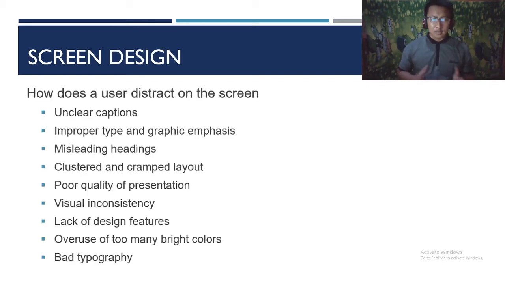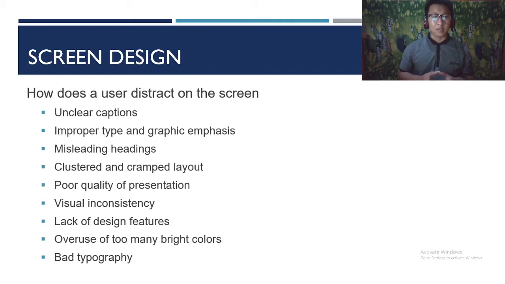A screen design. How does the user get distracted on the screen? As a user, what are the things that make a distraction when interacting with the screen? I have here a list. First, unclear captions. Meaning there is no clear caption for the specific thing that is presented on the screen. That is one of the things that distracts the user.